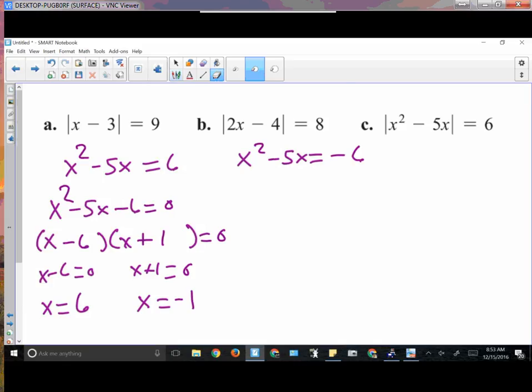Let's try the other one, just for the sake of argument. If I put in negative 1 squared, that is 1, last I checked. Let's see, negative 1 times negative 5 is 5. 1 plus 5 is 6. Yes? So, what's the next one? Well, same idea. X squared minus 5x, whoops, sorry, plus 6 is equal to 0, yes?